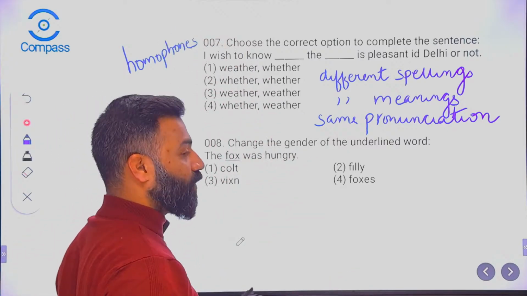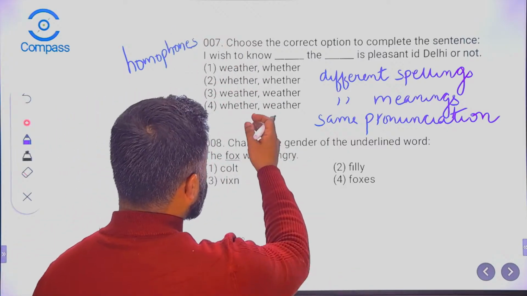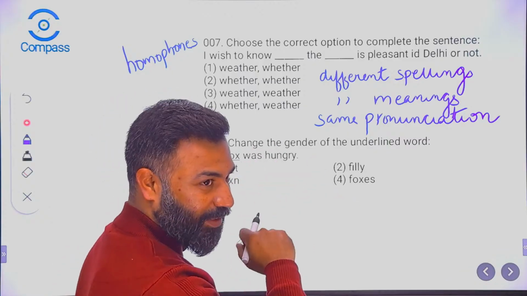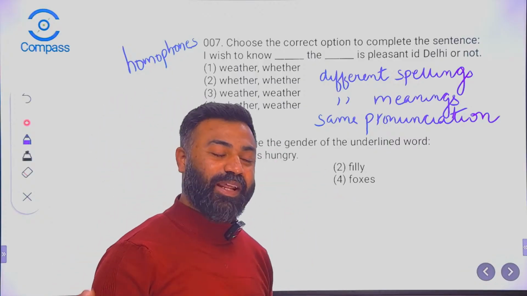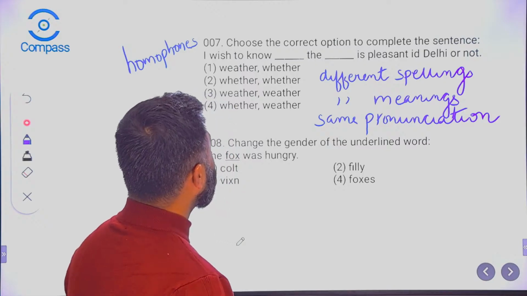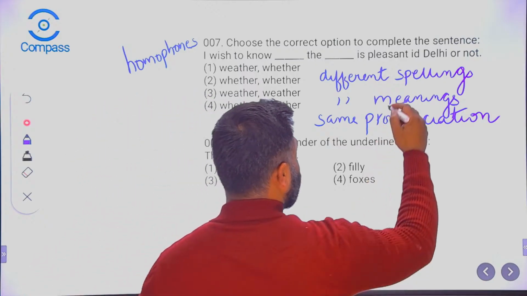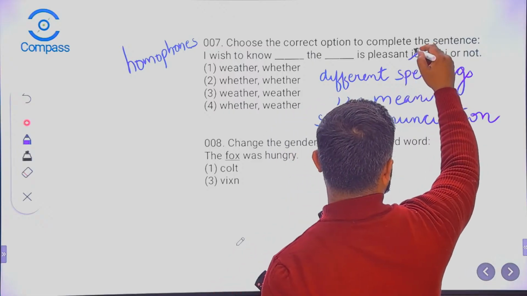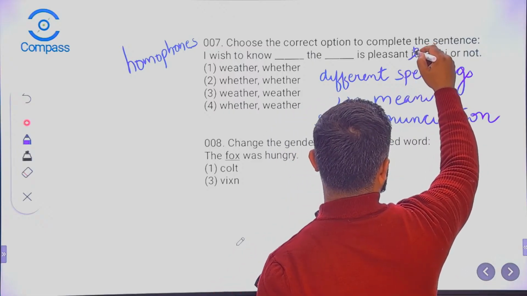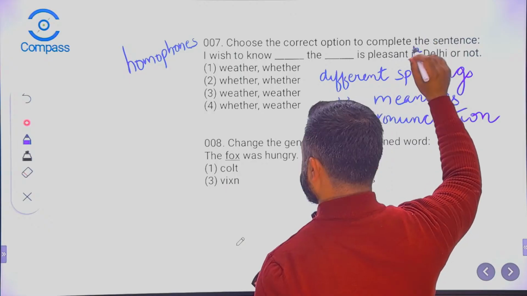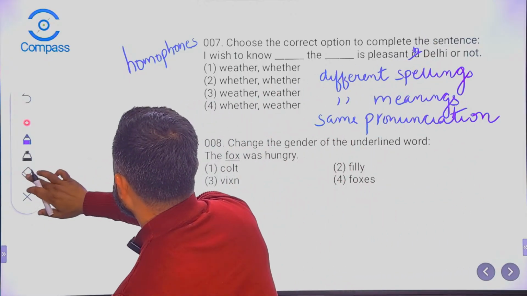Okay, so let's find out. We have weather, and option D, weather and whether. Let's find out. I wish to know dash the dash is pleasant in. So there is a human error here. I would like to write on in. That's the right preposition that's supposed to be used here.